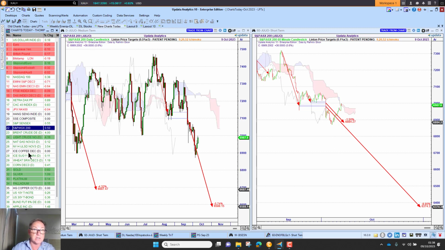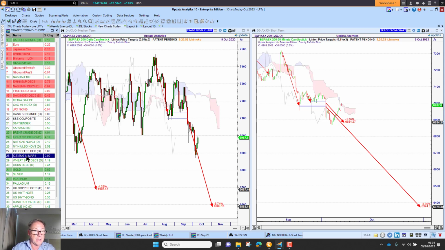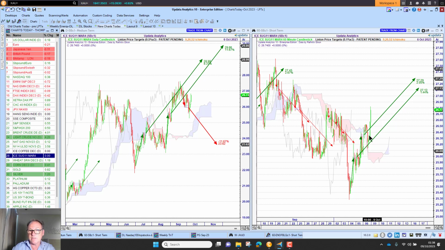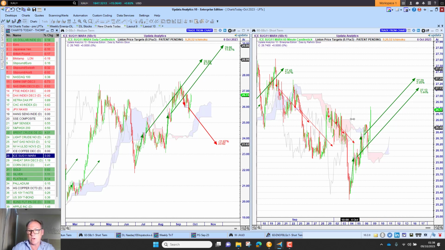We'll look at the energy mix in a minute, but just taking a look at some of the commodities, looking at sugar, really quite an interesting picture here for sugar. We've got these upside targets on the daily chart, but a new downside target has been activated, some short-term upside targets as well, and a move back above the clouds.